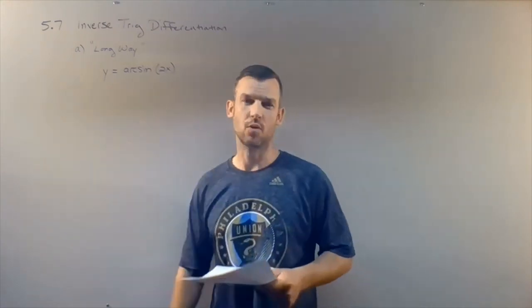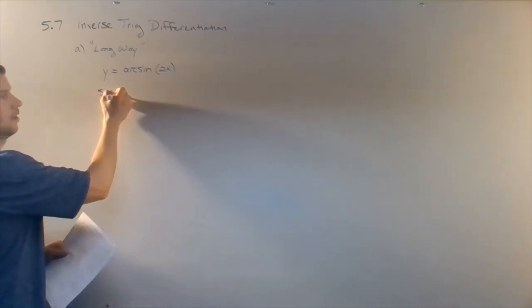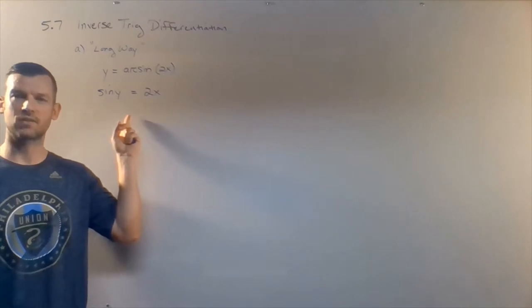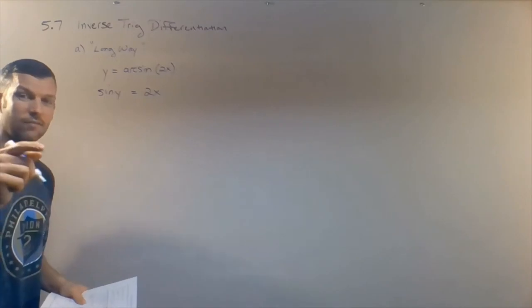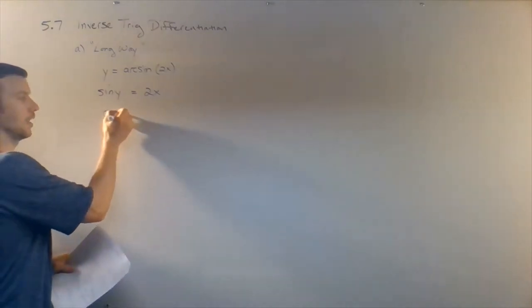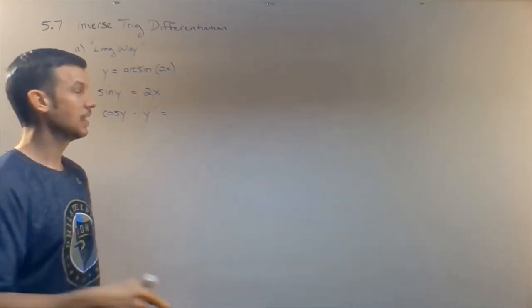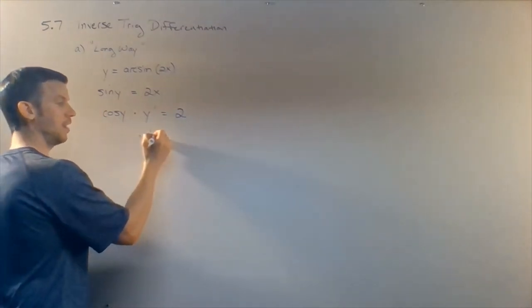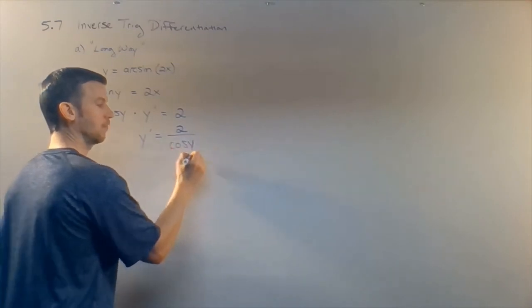I do not know how to find the derivative of arc sine, but I can take the sine of both sides. So sine of y equals 2x. Do you know how to find the derivative of sine of y? I hope so. I know how. The derivative of sine of y is cosine of y times y prime. It's implicit differentiation. The derivative of 2x is 2. So the derivative of y is 2 divided by cosine of y.